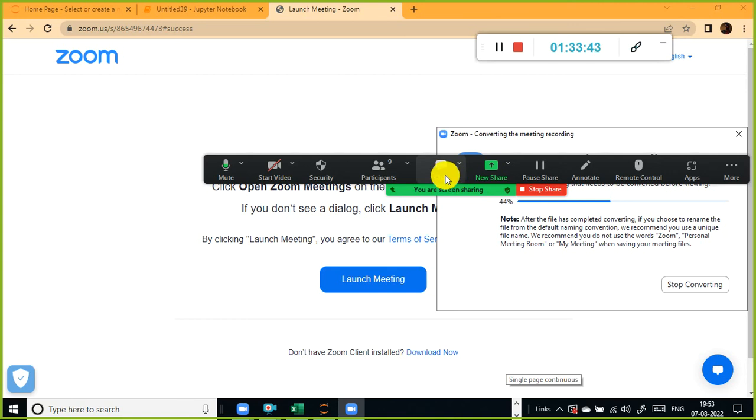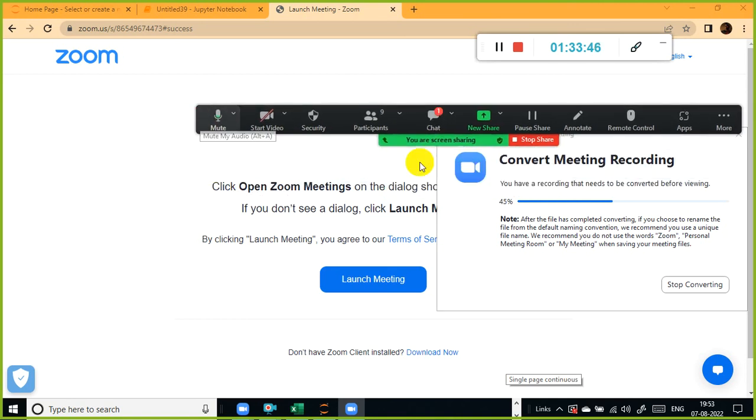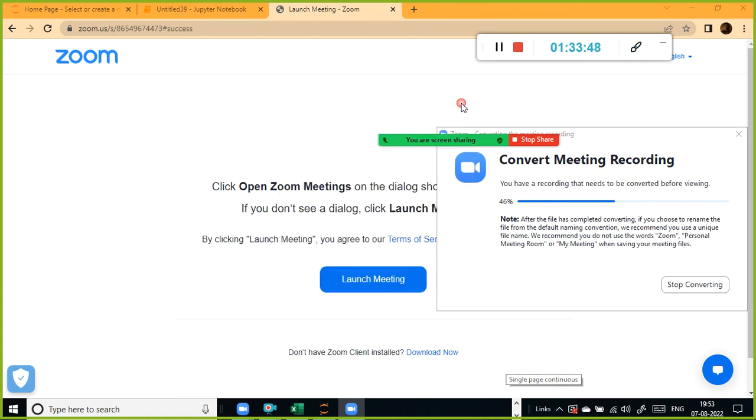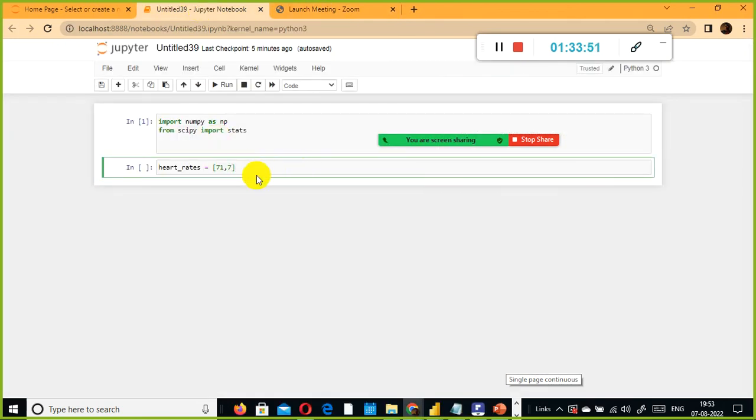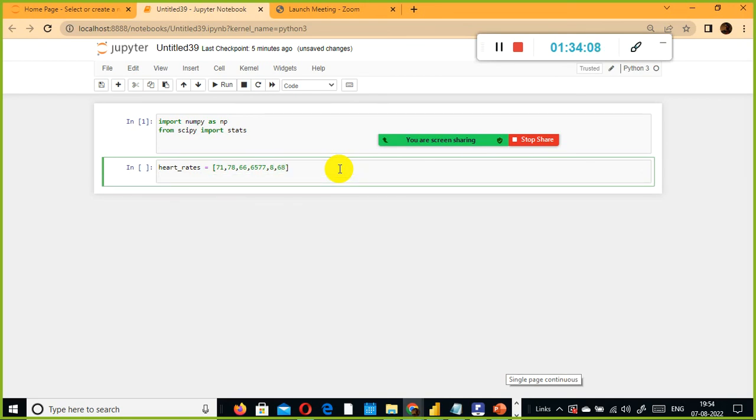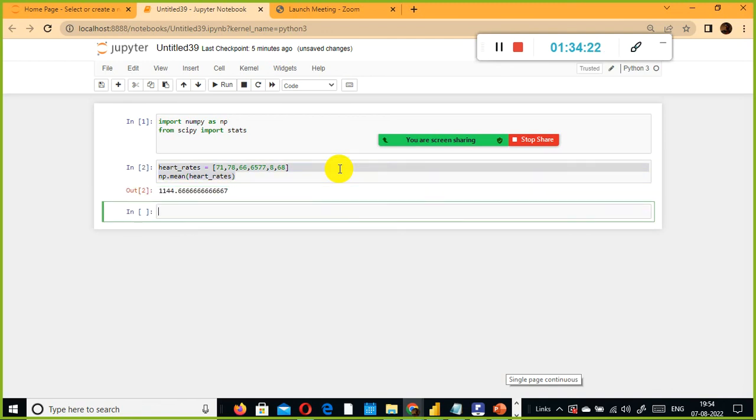Here I use heart rates with some values: 78, 66, 65, 77, 82, 68, something like that. I just use np.mean. What is np? np is the NumPy package, and I have created a list by the name of heart rates. If I do this, you will get the mean heart rate. This is something strange, because I mentioned 6577 together, and that is the reason why it is giving something like that. 61 is the average.